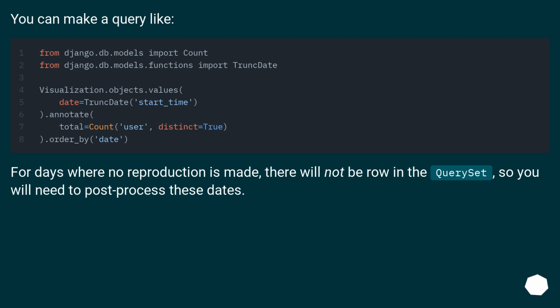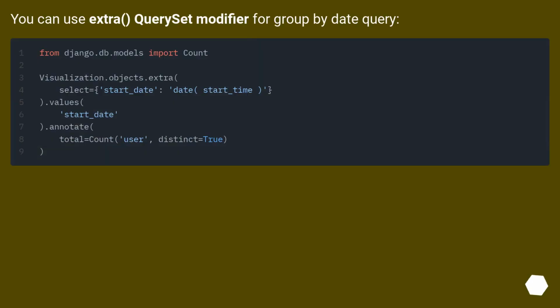For days where no reproduction is made, there will not be a row in the queryset, so you will need to post-process these dates. You can use the extra queryset modifier for the group by date query.